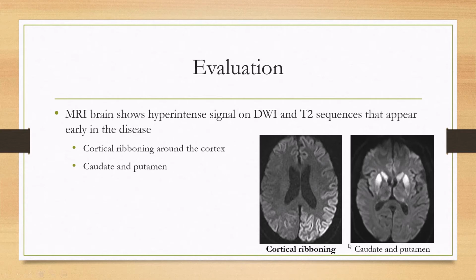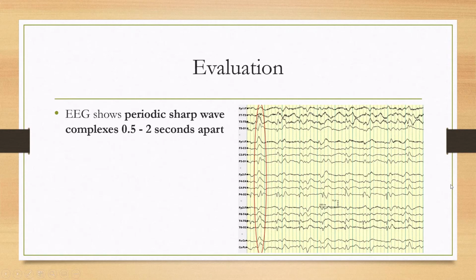So cortical ribboning is something that you can see. It'll be hyper-intense around basically the rim of the cortex. And other commonly involved areas are the caudate and putamen, seen here. These are DWI images. The EEG will show periodic sharp wave complexes that are from half a second apart to 2 seconds apart. So they'll look like this. Sharp wave, sharp wave, sharp wave.